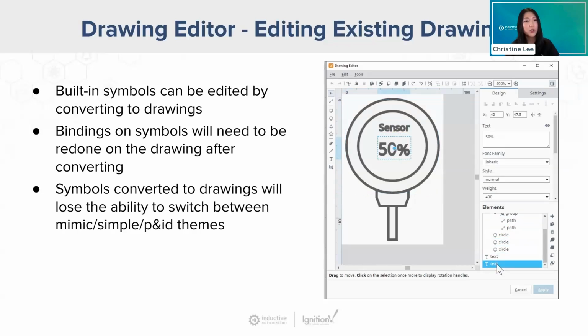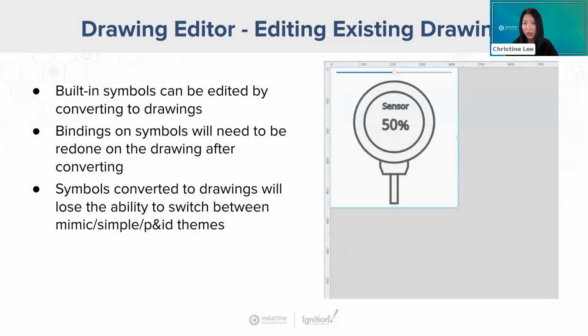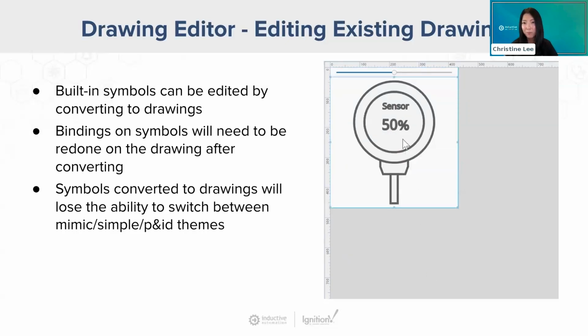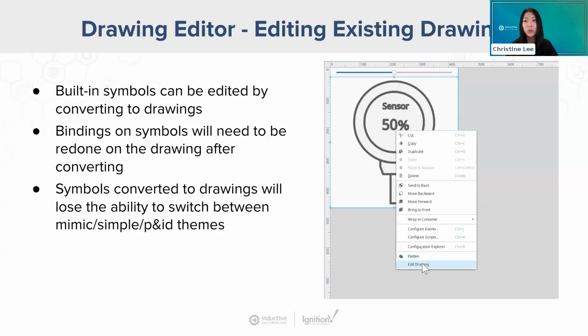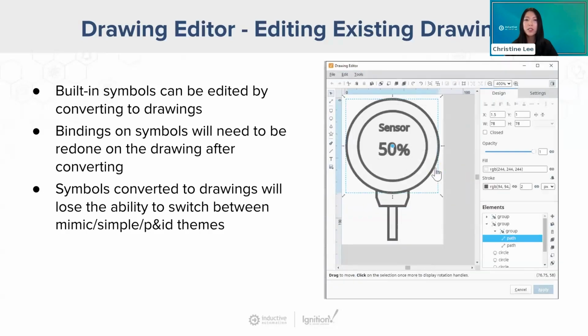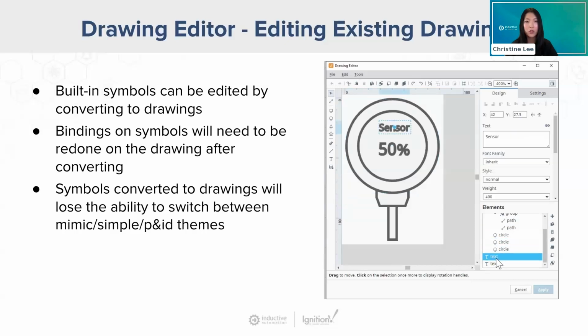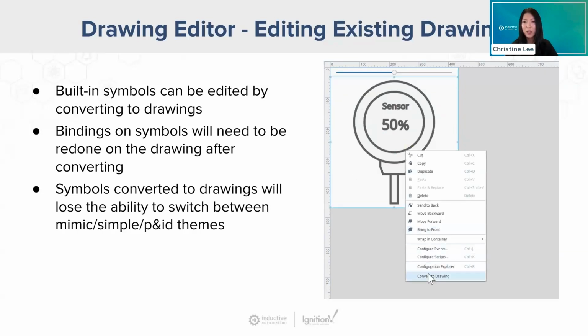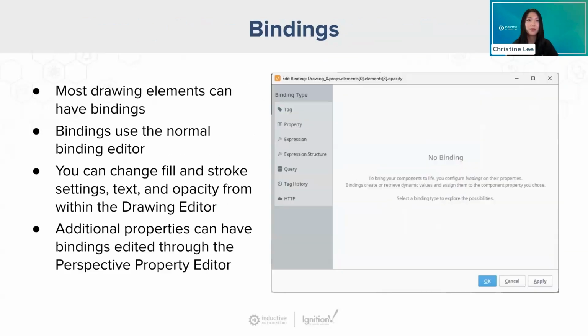However, if you do edit built-in symbols this way, any bindings that had been configured already will need to be redone, and the resulting drawing will lose the ability to switch between different styles, such as mimic, simple, PNID. So keep in mind that whatever style the symbol is currently in when you convert it to a drawing is what you will be able to edit.